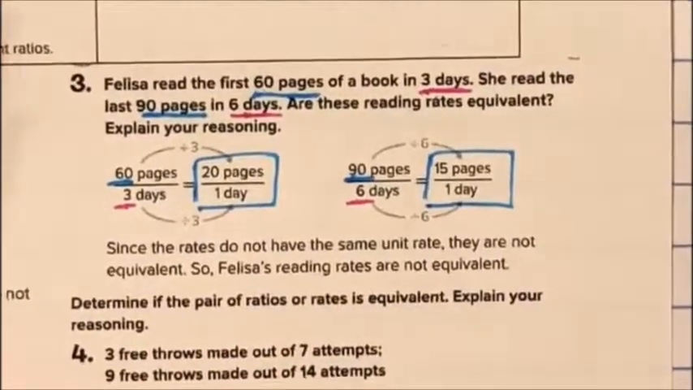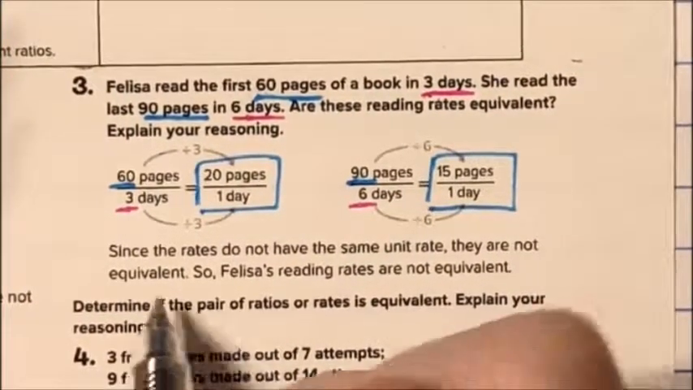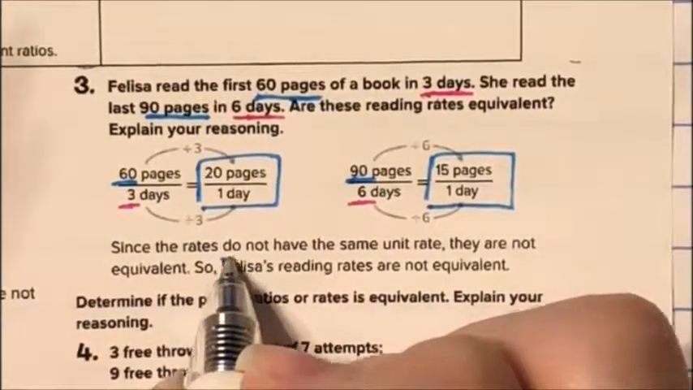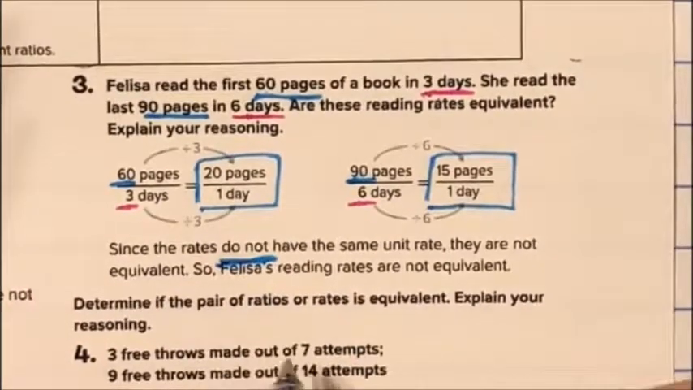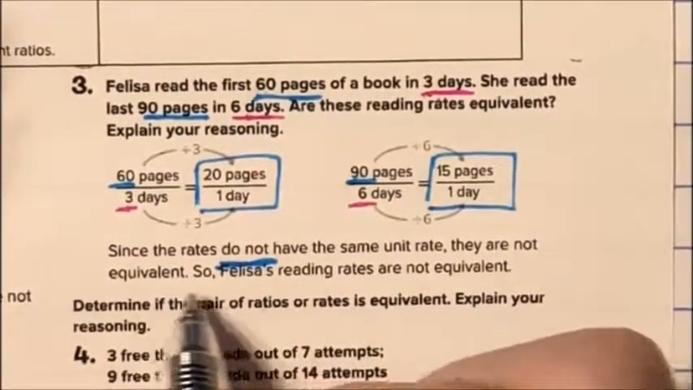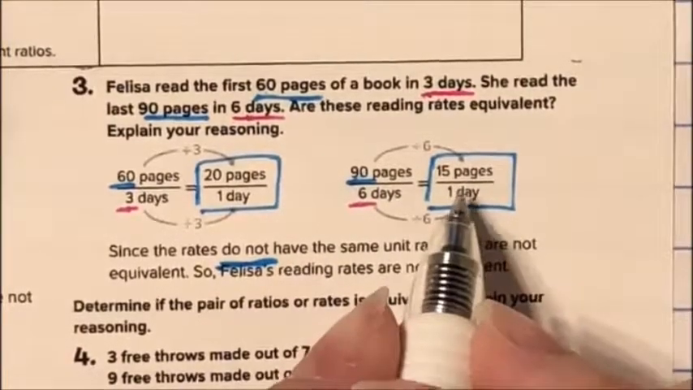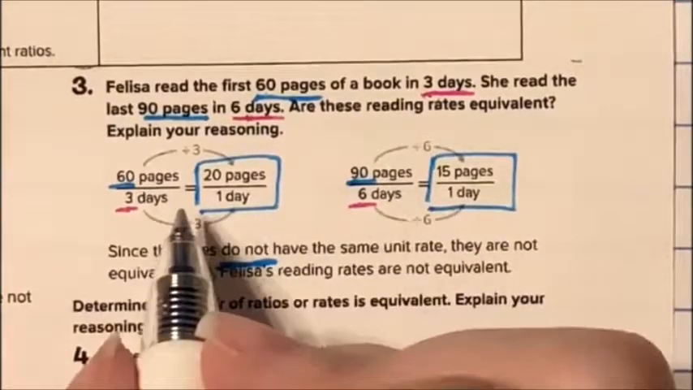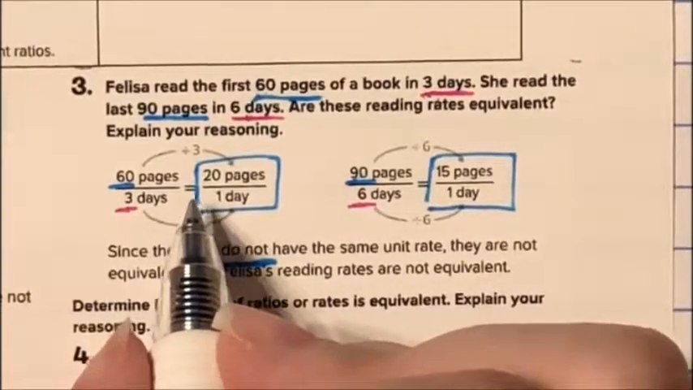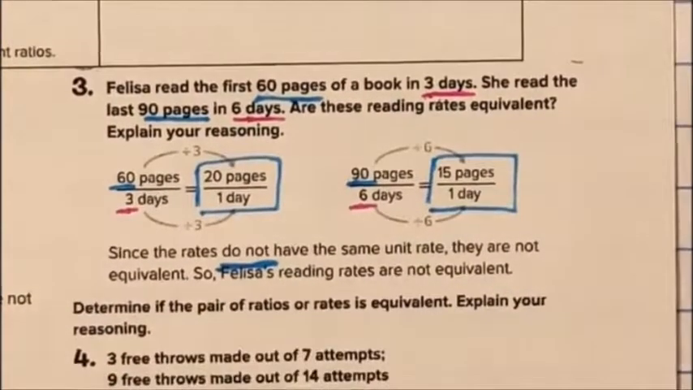Are these the same? No. Since they're not the same, they do not have the same unit rate. They are not equivalent. So Felisa's reading rates are not equivalent. She read the last part of her book faster than she read the first 60 pages. Okay. All right, let's look at number 4.